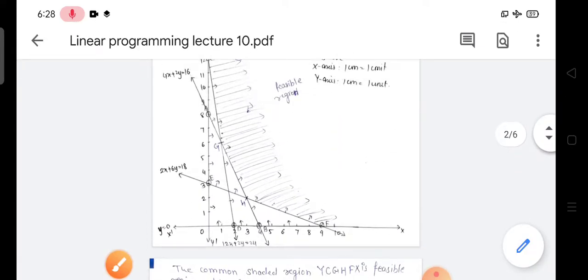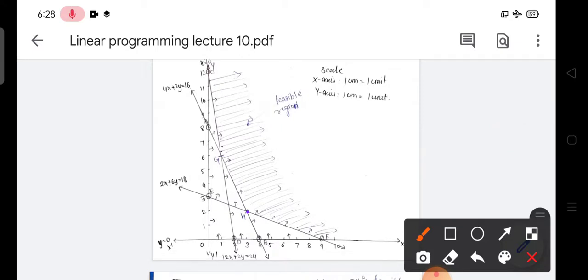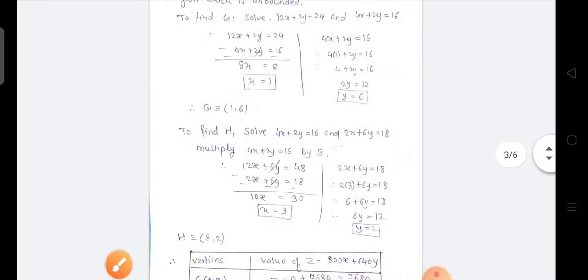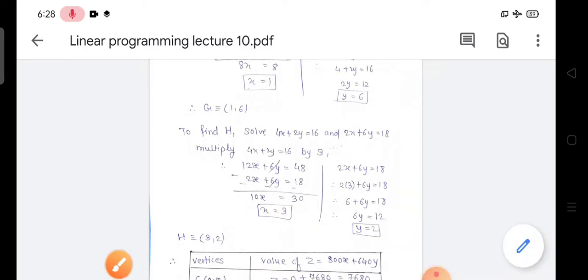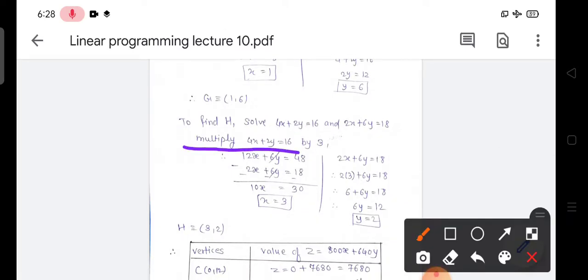Okay, now to find the H point coordinates. H is the intersecting point of these two lines. So what are these lines? 2x plus 6y equals 18, and the second line is 4x plus 2y equals 16. So to find H, solve 4x plus 2y equals 16 and 2x plus 6y equals 18 simultaneously. Not a single coefficient is the same. So if we multiply the first equation by 3, we'll get the term 6y, isn't it? So multiply 4x plus 2y equals 16 by 3. What will we get?